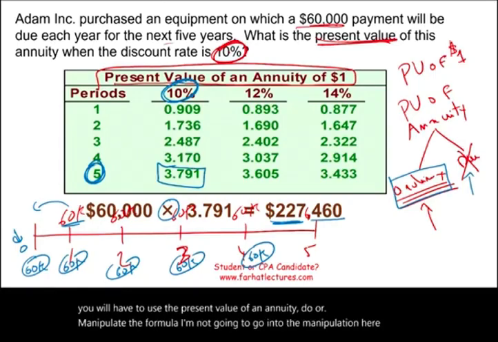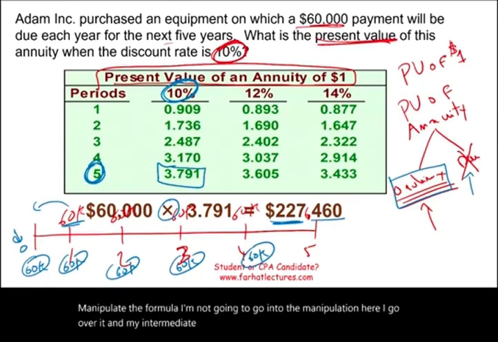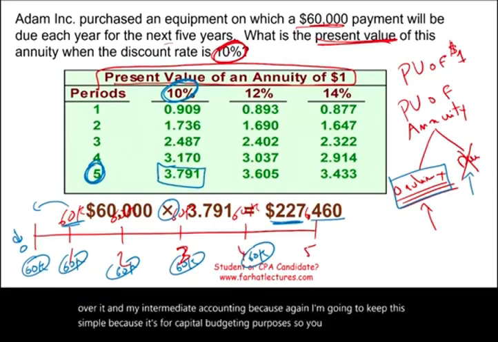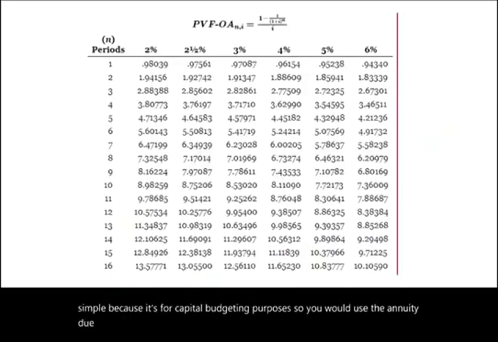I go over it in my intermediate accounting because, again, I'm going to keep this simple because it's for capital budgeting purposes. So you would use the annuity due formula. Now, also in your textbook, you're going to be given a present value annuity table. Remember, you have to be very careful.